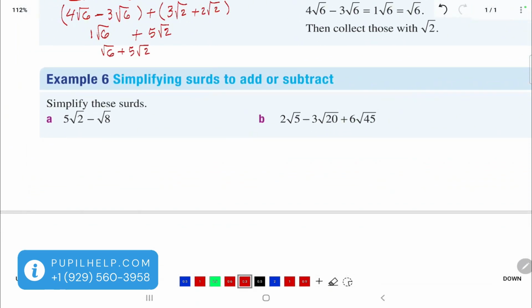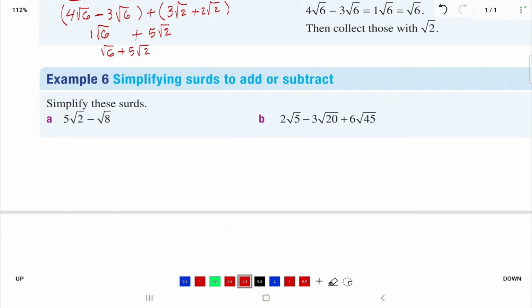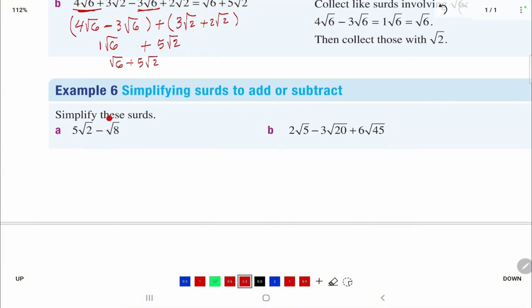Now, here, I can also simplify 5 square root of 2 minus square root of 8. So I'll solve this one like this. 5 square root of 2, it is the same, minus this one, I can write it as 4 multiplied by 2.